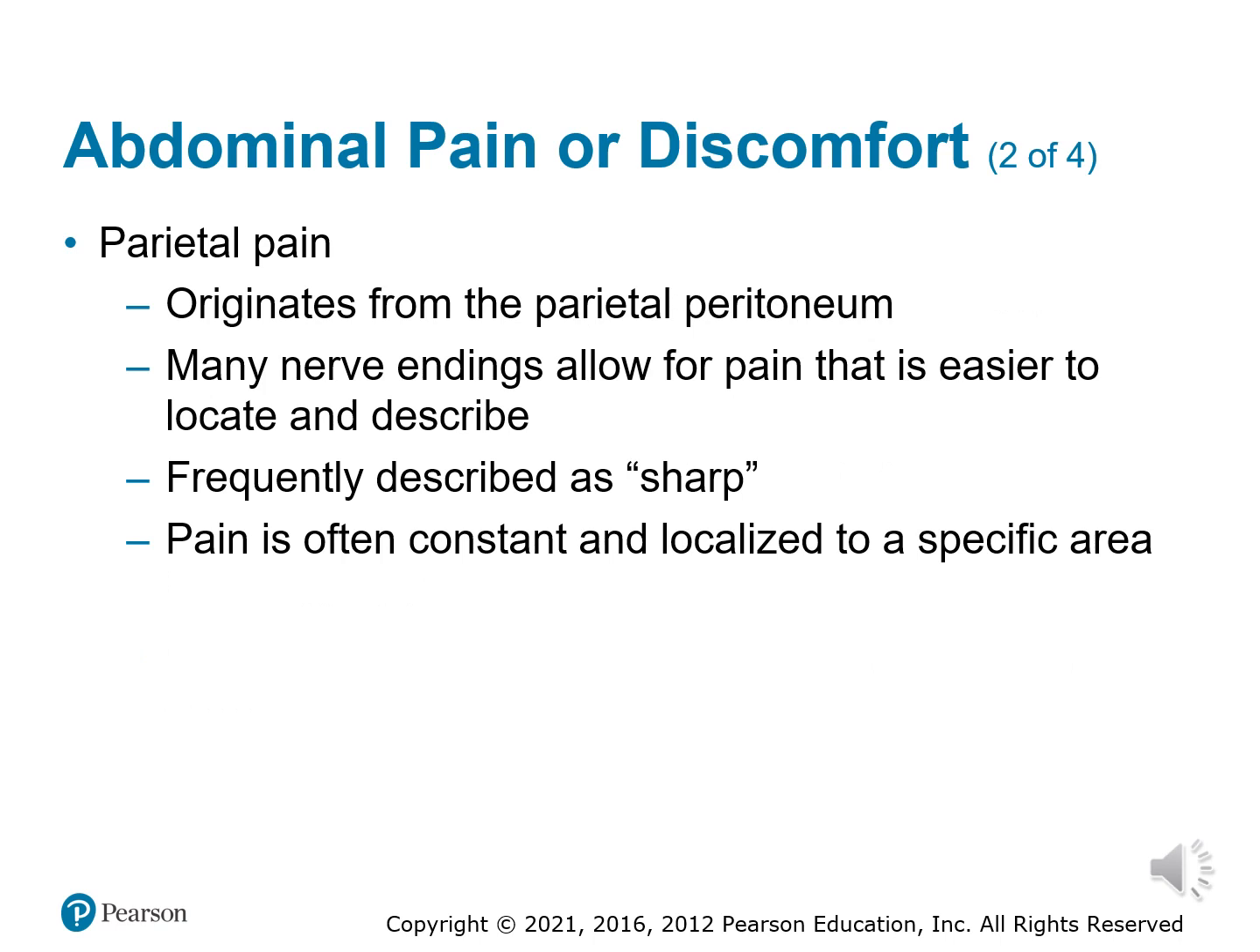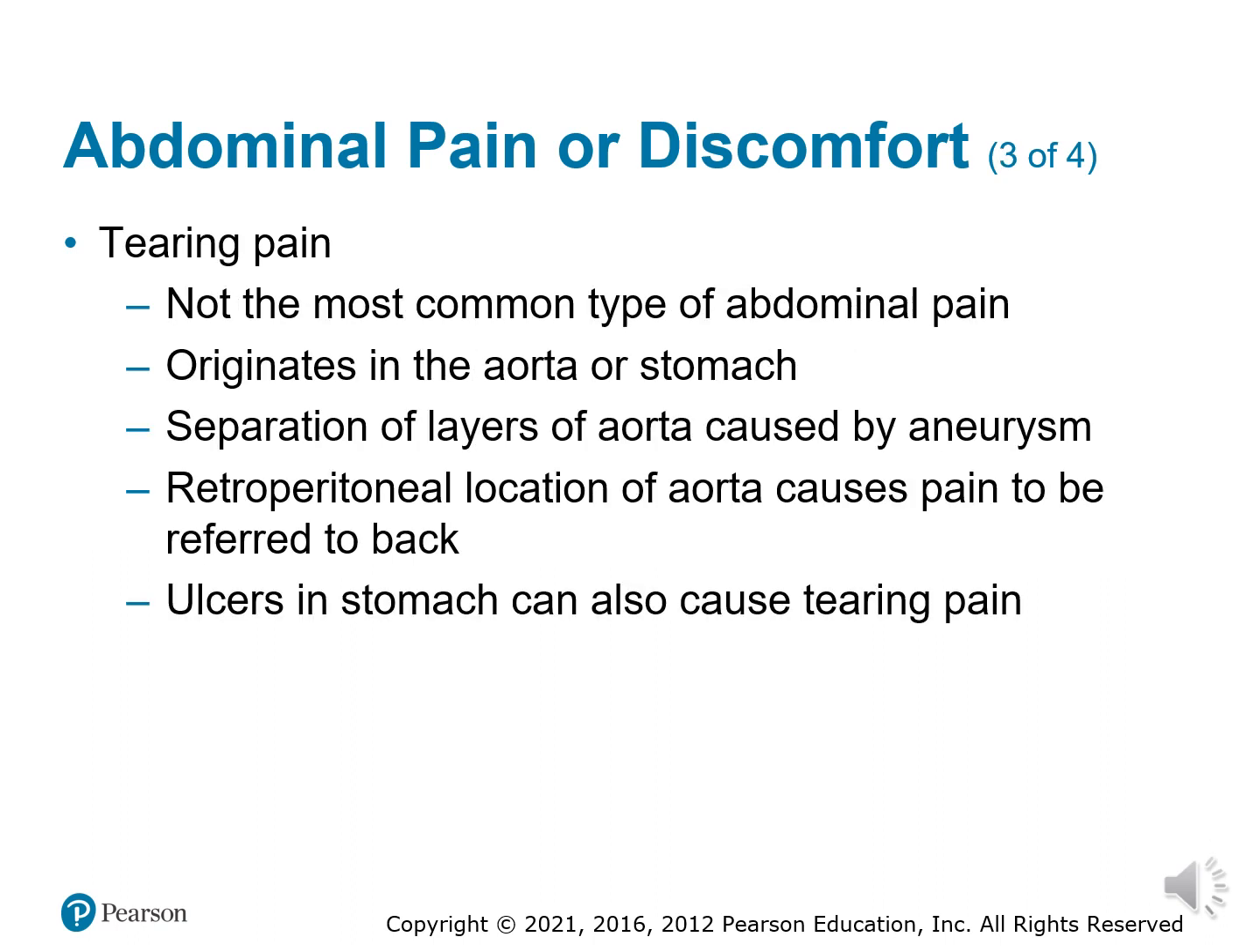Next is parietal pain. It originates from the parietal peritoneum. It has many nerve endings and allows for pain that is easier to locate and describe. It's frequently described as sharp pain and is often constant and localized to a specific area. So remember that parietal pain arises from the parietal peritoneum and is often described as sharp, constant, and localized to a particular area. That is how they will describe it.